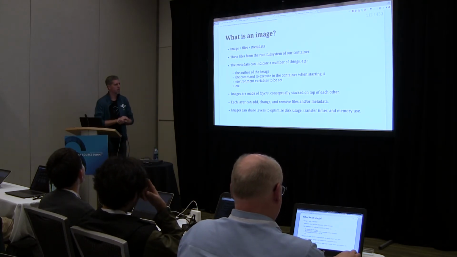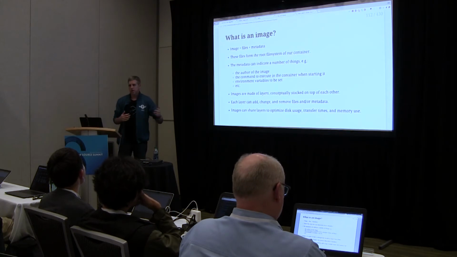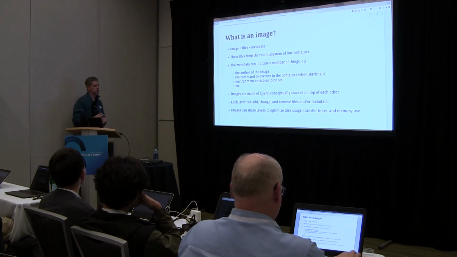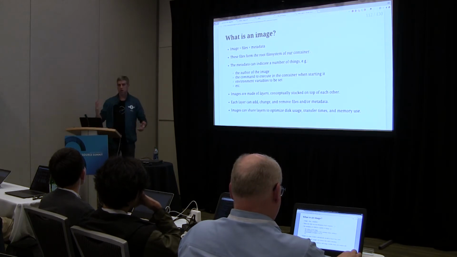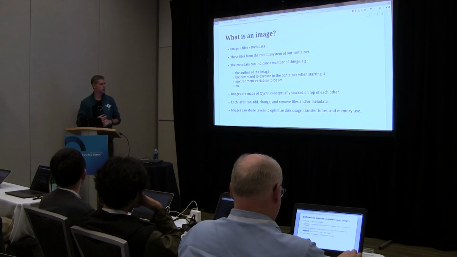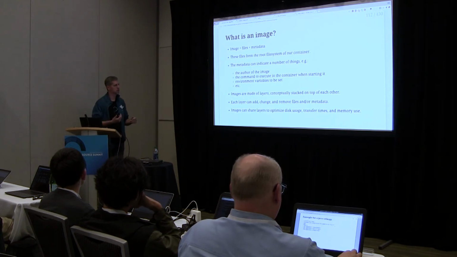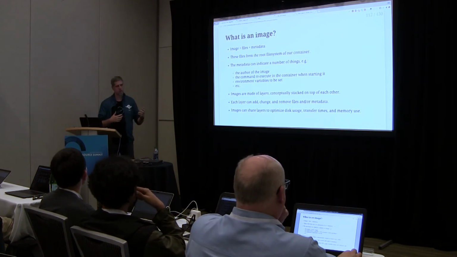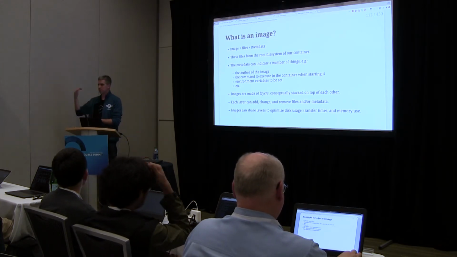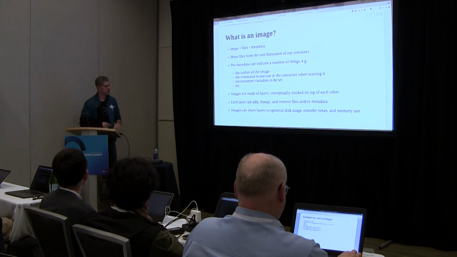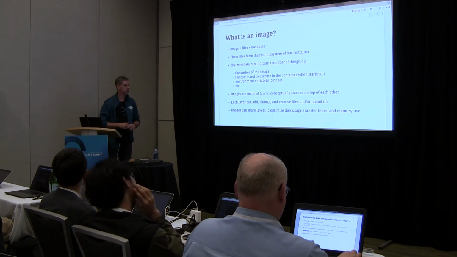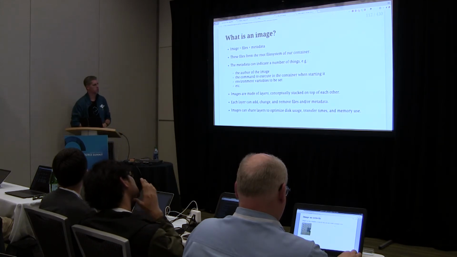and all kinds of things like that. Images are actually made of layers, and I think given the time, it's unlikely we'll talk a lot about union file systems, but Docker and many container runtimes use this layered image concept so that when you're actually running an image, those layers are combined in what's called a union file system. So each layer can add, change, or remove files or metadata from the lower layers.